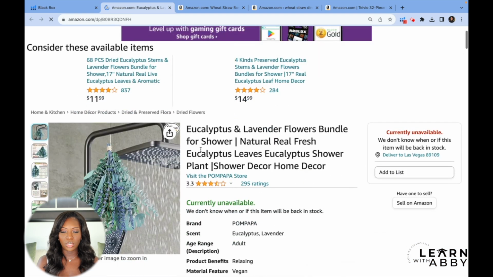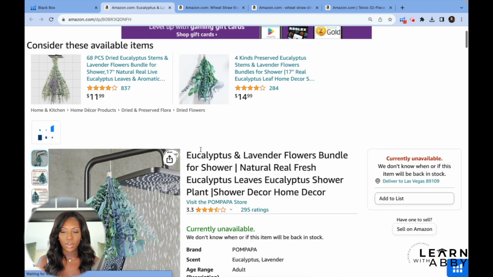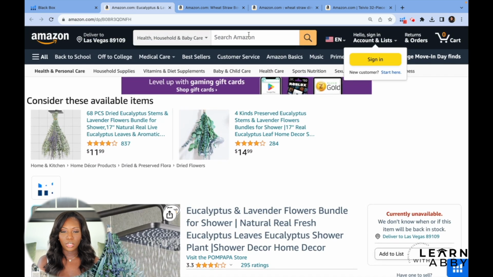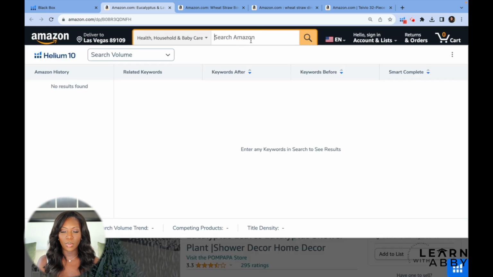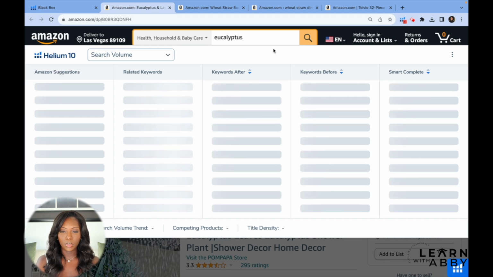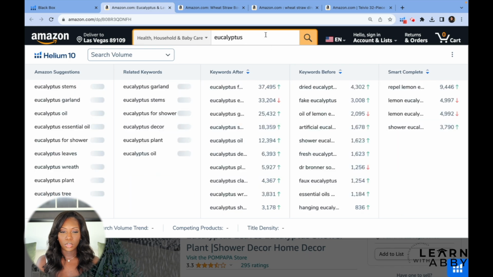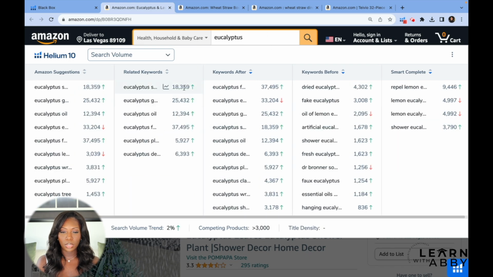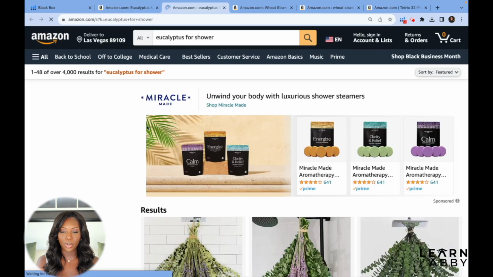It just goes into the shower. I wonder what the main keyword for this product would be. I'm gonna just start typing in eucalyptus and see what comes up. So eucalyptus stems, eucalyptus garland, oil. Let's just do eucalyptus for shower.